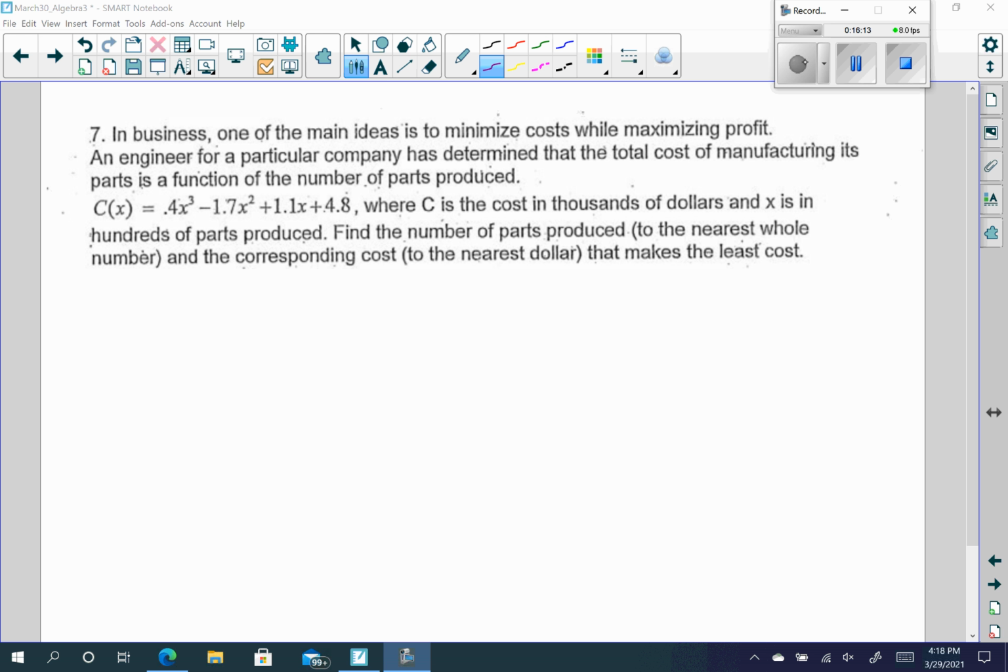C of x is equal to 0.4x cubed minus 1.7x squared plus 1.1x plus 4.8. Where C, now pay attention to what C and the x values represent. C is the cost in thousands of dollars, and x is in hundreds of parts produced. Find the number of parts produced to the nearest whole number and the corresponding cost to the nearest dollar that makes the least cost. So right now, go to Desmos and type this in. Pause the video and do that.